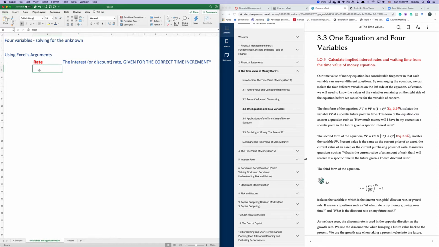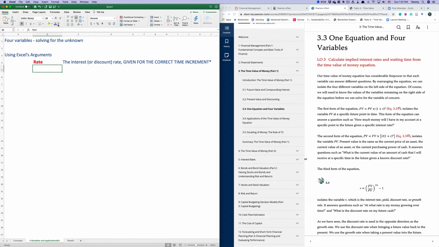And the thing to keep in mind when you're doing this is that it has to be given for the correct time increment. Usually, interest rates are quoted on an annual basis, but if you're looking for a monthly result, you have to divide the interest rate. Let's say you have a 6% interest rate annually, and you're looking for how much your value is going to be in 2 months. You have to divide up your interest rate by 12 to get a monthly rate.